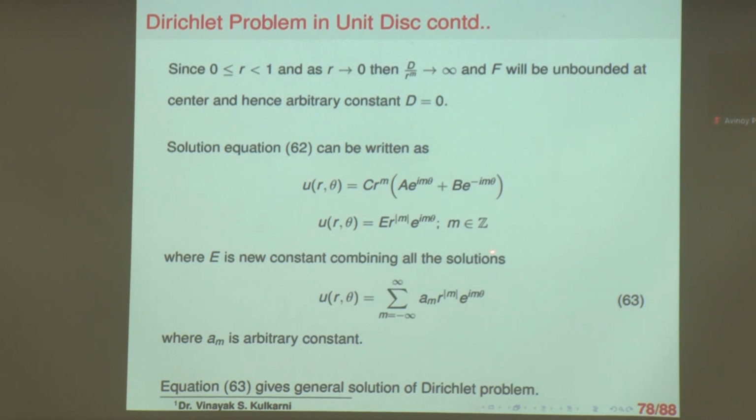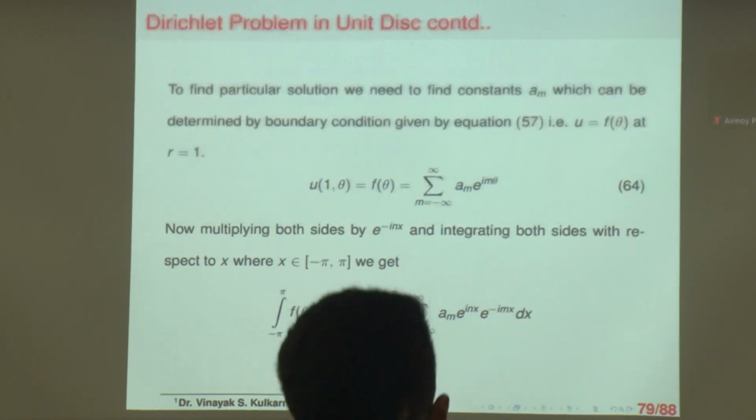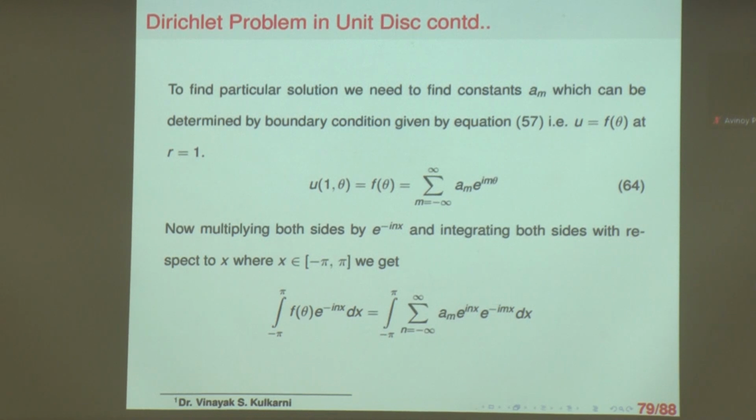And as m belongs to Z, there are multiple solutions, so I can combine them by taking a summation: the sum over m from minus infinity to plus infinity of a_m, as a coefficient, times r to the power m and e to the power i m theta, where a_m is the arbitrary constant coefficient. Now I will have to find this arbitrary constant coefficient. This can be done with the help of the initial condition.